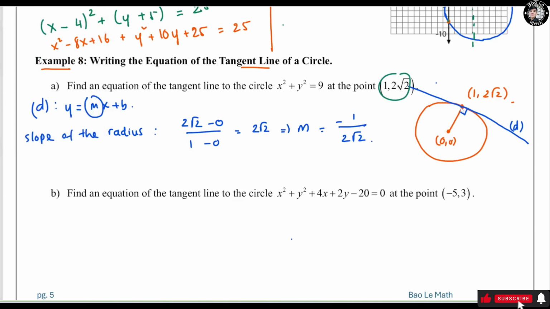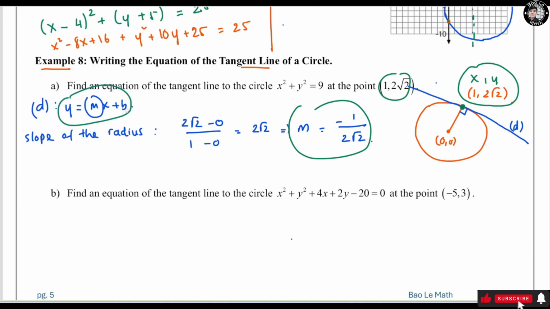This tangent points right here, and this is actually s and y, right? So we substitute this for s and y, and this for m back into the equation to solve for b, right? So we have 2 root 2 equals negative 1 over 2 root 2 times 1 plus b, right? So then b equals 2 root 2 plus 1 over 2 root 2.